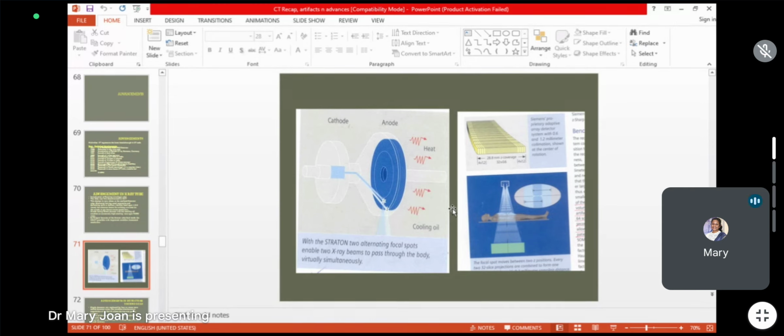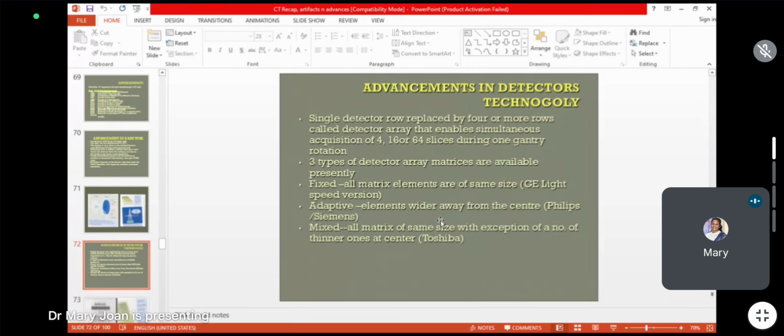And we have an array detector system with 0.6 and 1.2 millimeter collimation shown at the center of rotation. The tube as well as the detector array needs to be aligned properly to get proper imaging and to avoid artifacts at the same time. It enables us to have better imaging options. A single detector row is replaced by 4 or more rows, called a detector array, that enables simultaneous acquisition of 4, 16 or 64 slices during one gantry rotation.